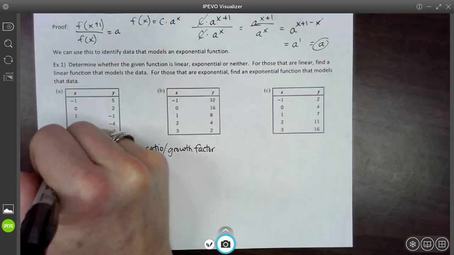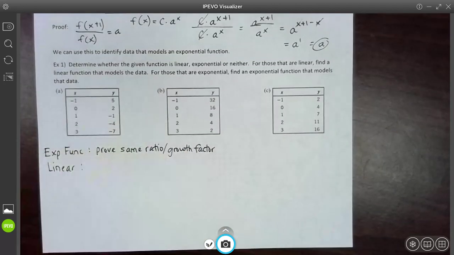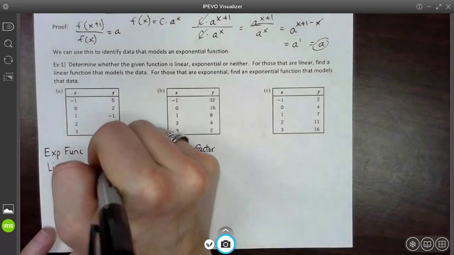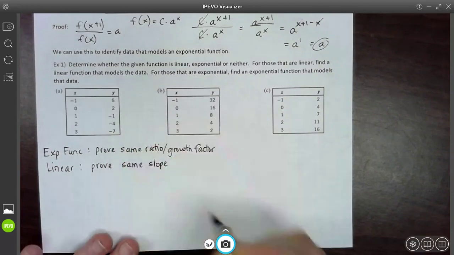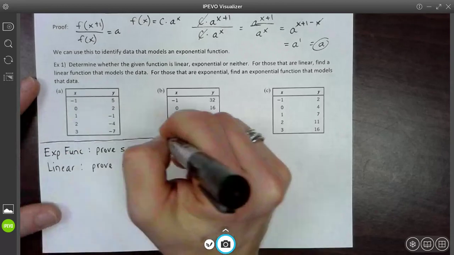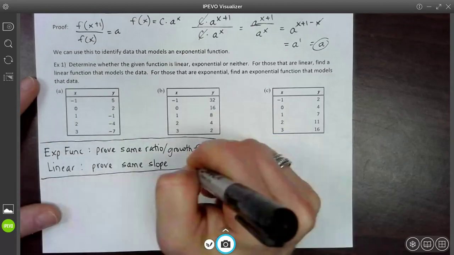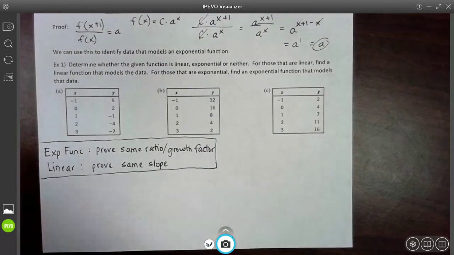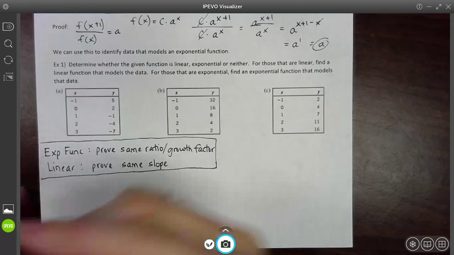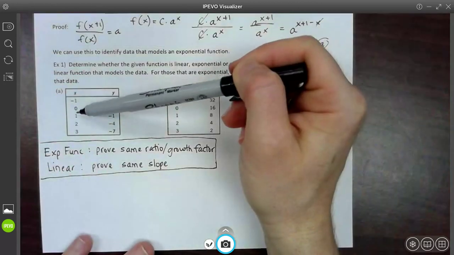If you want to prove a linear function, we already know how to prove a linear function. A linear function, all your ordered pairs have the same slope. There's a constant rate of change. You want to prove the same slope. All right, now guys, this is important. When you are comparing data for an exponential function, in order to get that ratio, that constant growth factor, you have to compare consecutive back-to-back outputs.